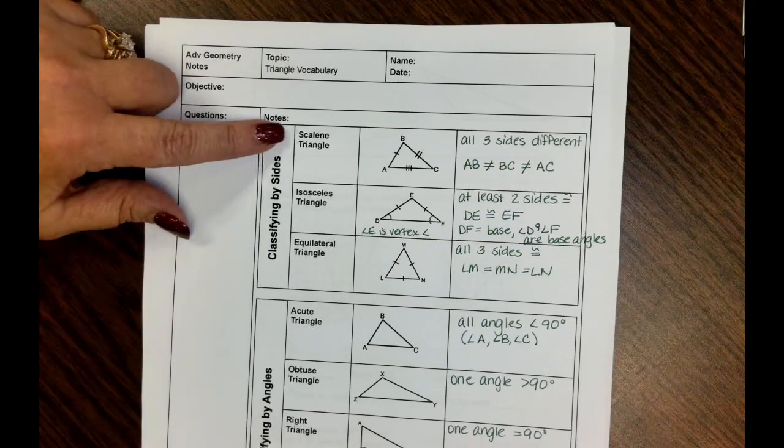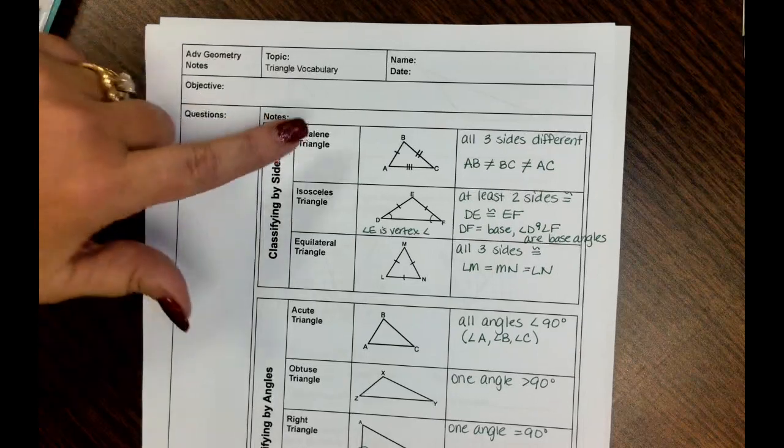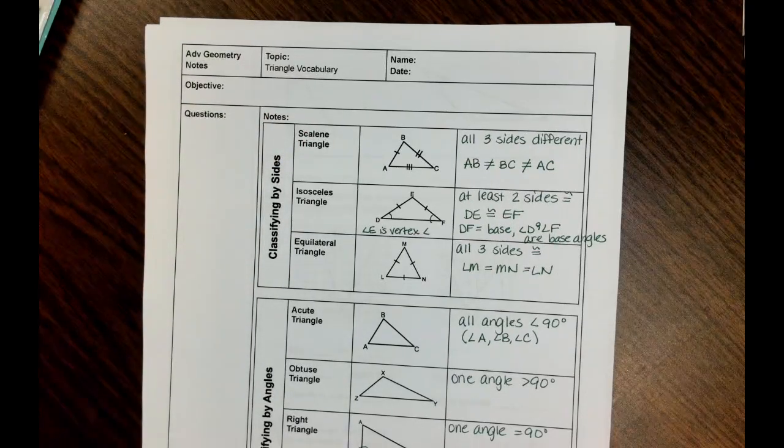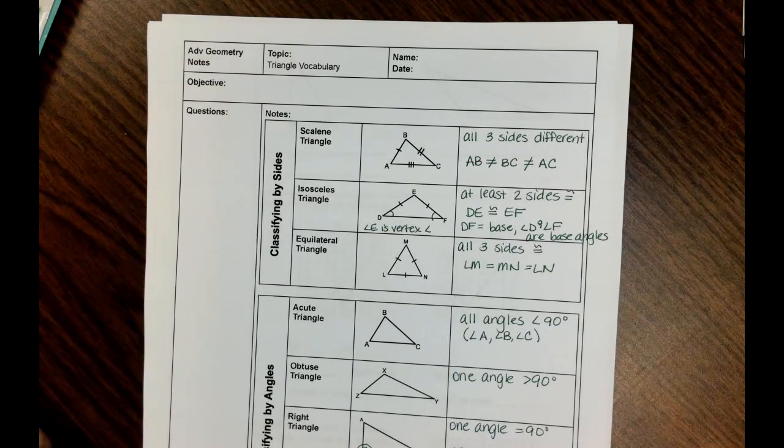So scalene, that's how you would say that. Scalene means that all three sides are different. So AB is different from BC, which is different from AC. Isosceles means that at least two sides are congruent. So in this case, DE is congruent to EF. E is called the vertex angle, and DF is called the base.